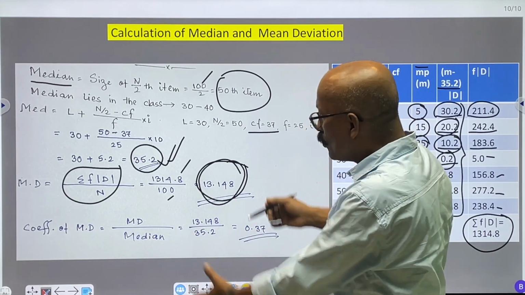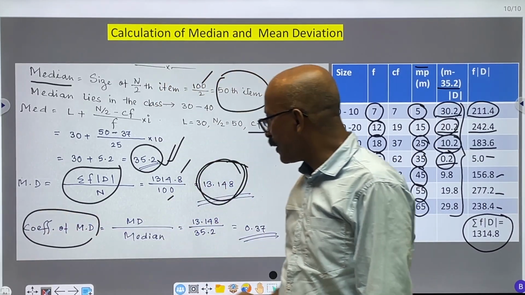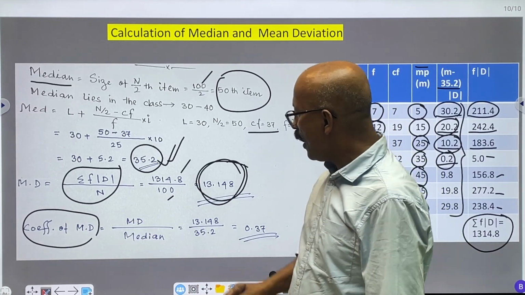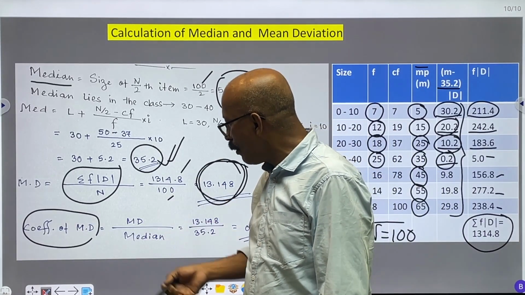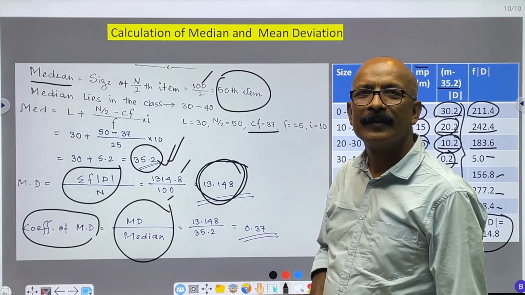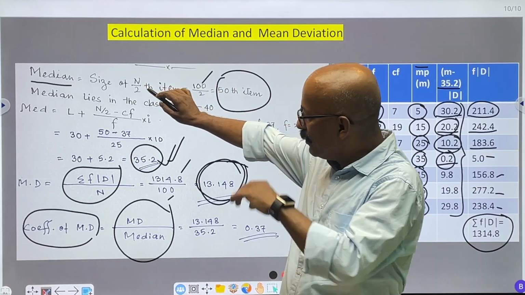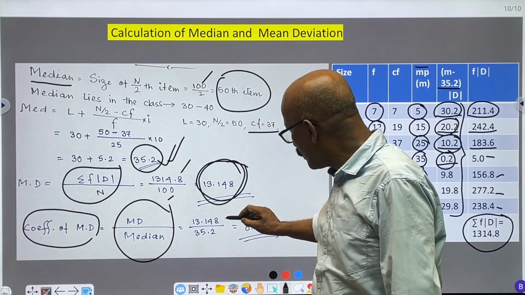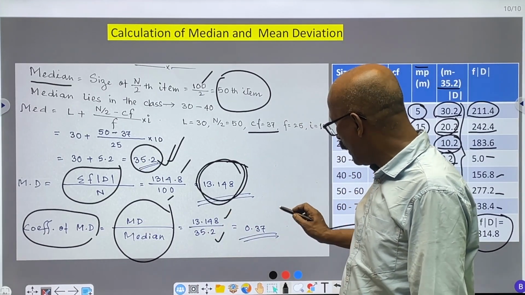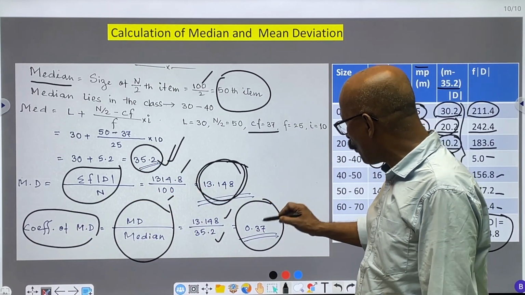Okay. And the last one is coefficient of mean deviation. Sometimes it may come in the exam. To calculate the value of coefficient of mean deviation, the formula is mean deviation by median. The median is required, so first of all we have to find out the median. So mean deviation is 13.148 and the value of median is 35.2, and ultimately the value of coefficient of mean deviation is 0.37.